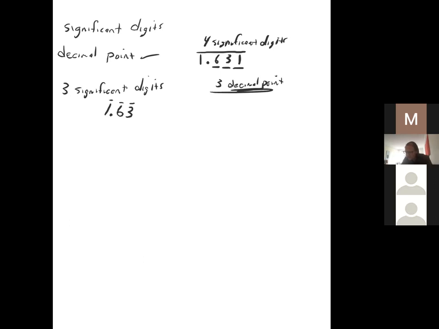So just be careful. Read carefully when they give you the question. If they say they want the answer to 3 significant digits, then you would report it this way. If they say they want it to 3 decimal points, then you would write it like that. Okay. Just a little thing I noticed that I wanted to mention to you.